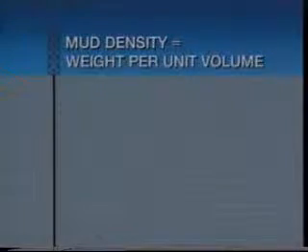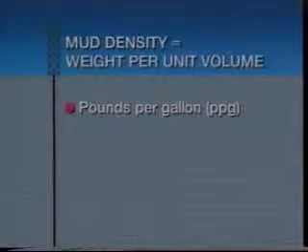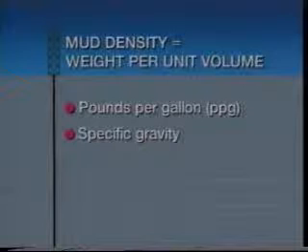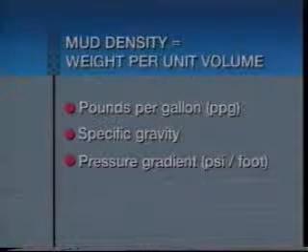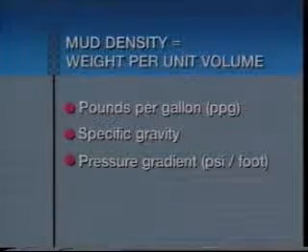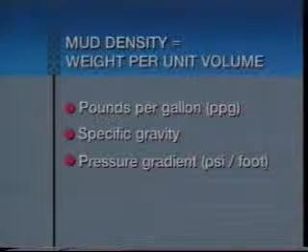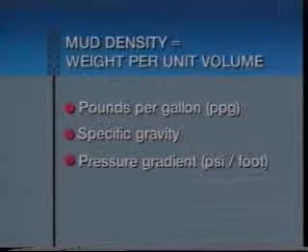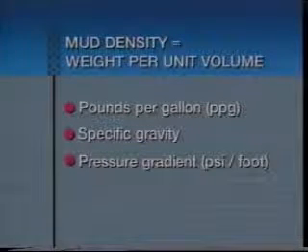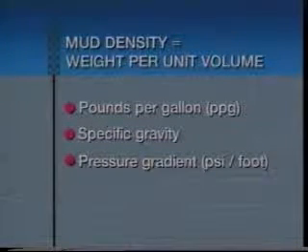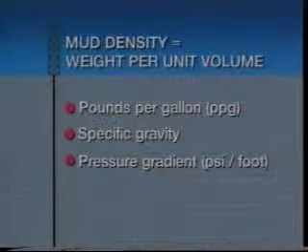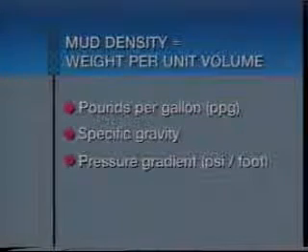Mud density is the weight per unit volume of the drilling fluid and is normally expressed in either pounds per gallon, specific gravity, or as a pressure gradient in psi per depth unit. The density of the drilling fluid must be controlled to provide sufficient hydrostatic head to prevent flow of formation fluids, but not so great as to cause damage to drilled formations or loss of whole mud into the formation.